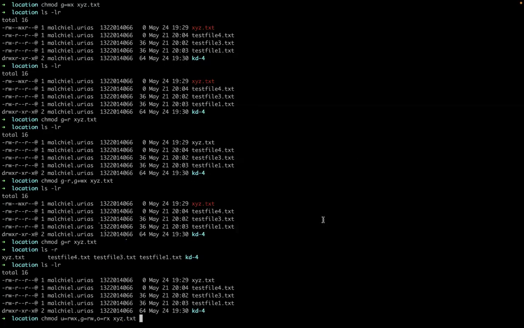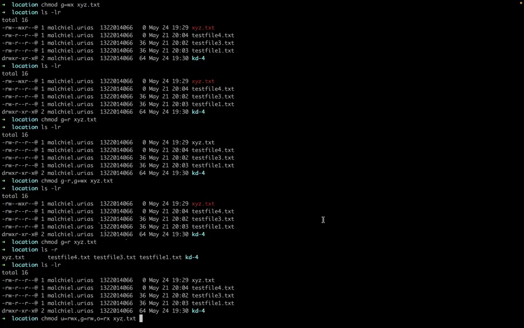So we want to change this user to read, write, and execute. We want to change the group to read, write, and we want the others to be RX, that is read and execute. This is a relatively long command. I want to make it shorter, and I want to use the octal notation. So how will I do that?